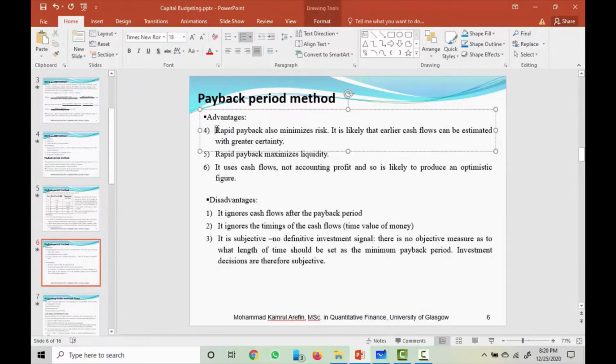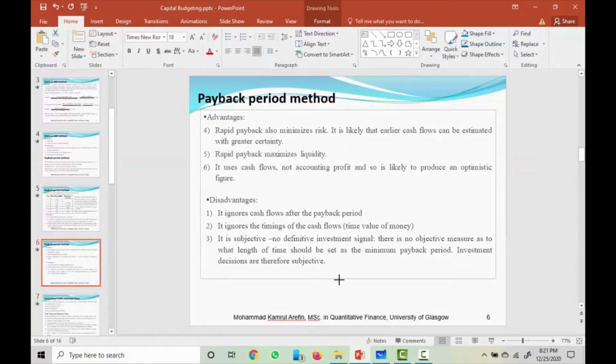So rapid payback also minimizes risk. This is an advantage. Rapid payback also minimizes risk because you don't know what may happen in future. So if you can get quick payback, it minimizes risk. Rapid payback maximizes liquidity. Obviously, if you can get a very good amount of cash quickly, it will improve your liquidity position.